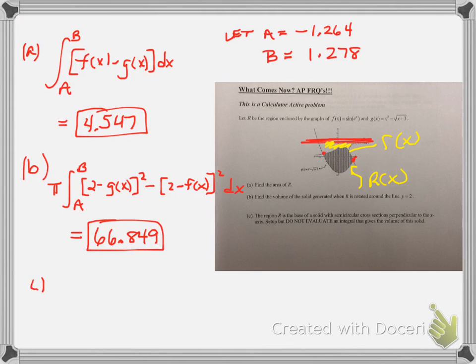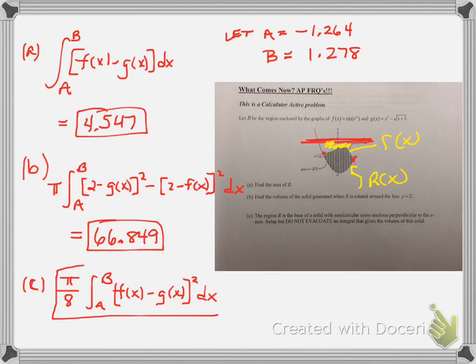Okay, and finally, part C. Now, the good thing about part C is it tells us the scenario. Region R is the base of a solid, with semicircular cross-sections perpendicular to the x-axis. And it says set up but do not evaluate the integral. So, in this case, we did talk about that little bit of a shortcut there, that pi over 8 you can do. We can go from A to B. And then remember that we are dealing with now a square if we do the pi over 8 shortcut. And so really the side of the square is just the difference in the curves. So we're looking at f of x minus g of x quantity squared. And that's it. We don't have to do anything with that. We can leave that as our answer.